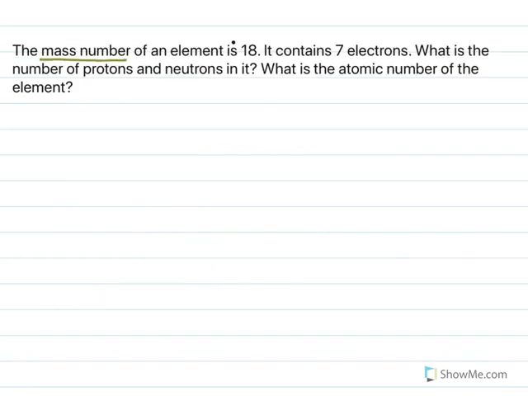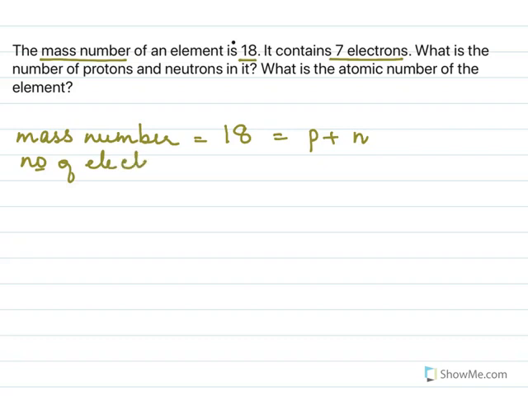The mass number of an element is 18. So mass number equal to 18. And what is mass number? Protons plus neutrons. It contains 7 electrons. So number of electrons equal to 7. And remember, this also will be the number of protons, that is P. What is the number of protons and neutrons in it? Number of protons will be 7, we know, because number of electrons equal to number of protons.